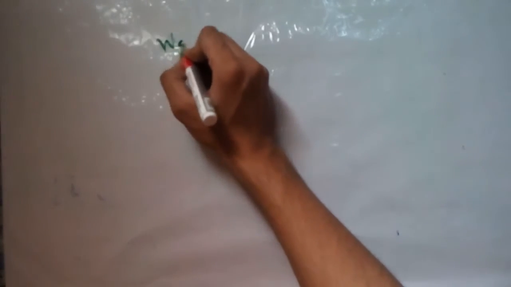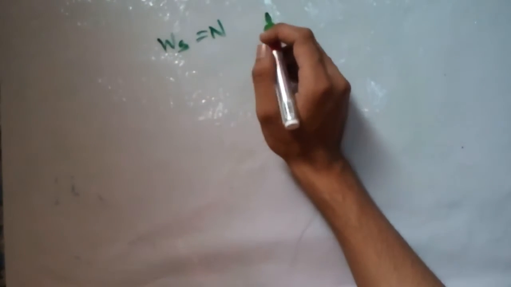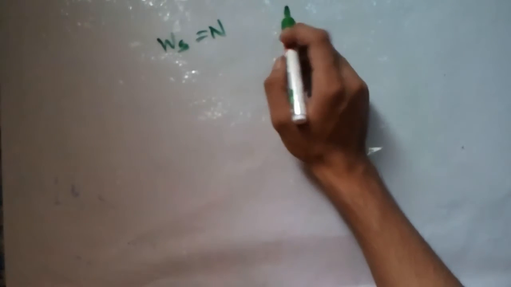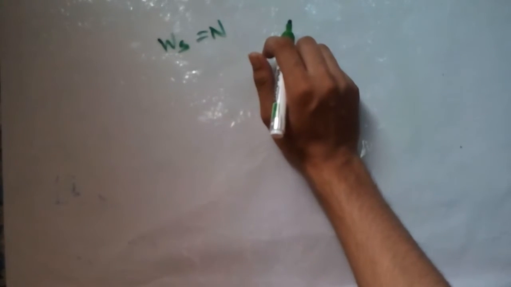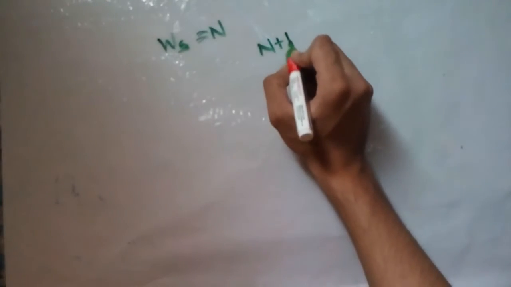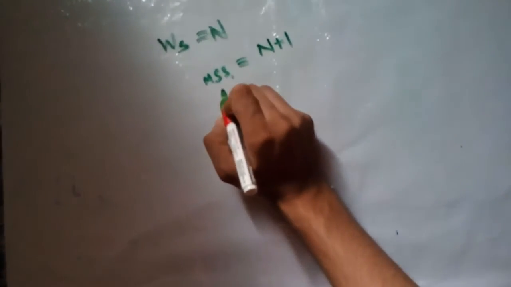We may also face questions like: suppose it is said that the window size at the sender's end is equal to N in go back N, then what should be the minimum sequence number? That is, the minimum value of the maximum sequence size. We know that in go back N, the window size at the receiver's end is 1 and at the sender's side is N, so the minimum value for the maximum sequence size is equal to N plus 1.